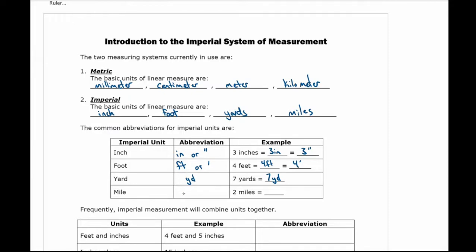And a mile, we have MI, which is the most commonly used one. So 2 miles would be 2 MI. You may also see it as M, but primarily it's MI. M might be confused with meters. Especially because the metric system is the main system in Canada, we would tend to use MI for miles instead of M. However, if you were in the United States or Liberia or Myanmar, you might see it as M.